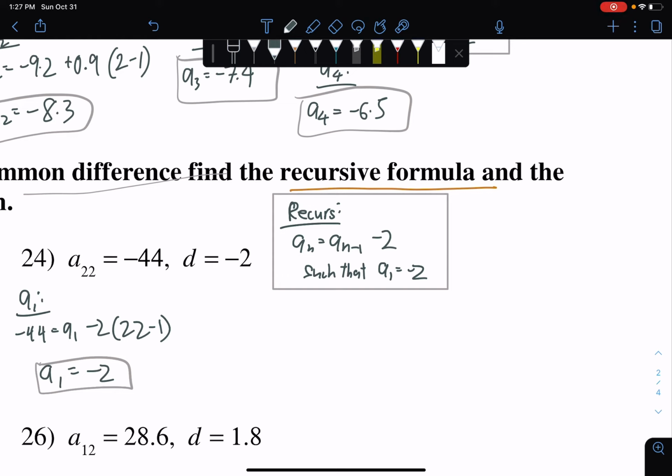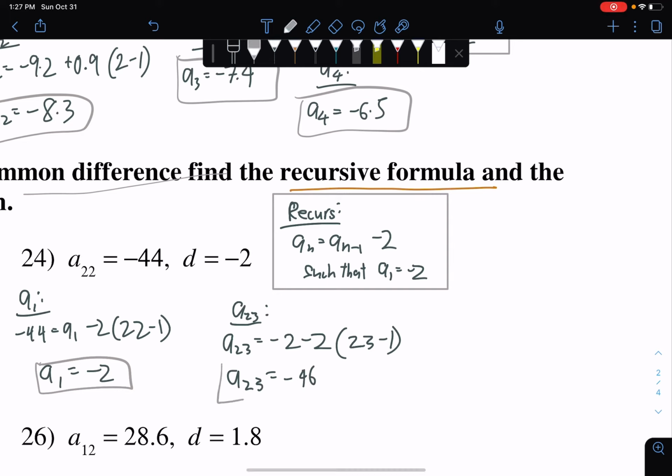Alright, now let's find a sub 23, the quantity that we're trying to find after a sub 22. A sub 23 is equal to negative 2 minus 2 times the quantity 23 minus 1. Okay, so negative 2 times 22. Our answer for a sub 23 is equal to negative 46. And for a sub 24, a sub 24 is equal to negative 46 plus negative 2, negative 48.